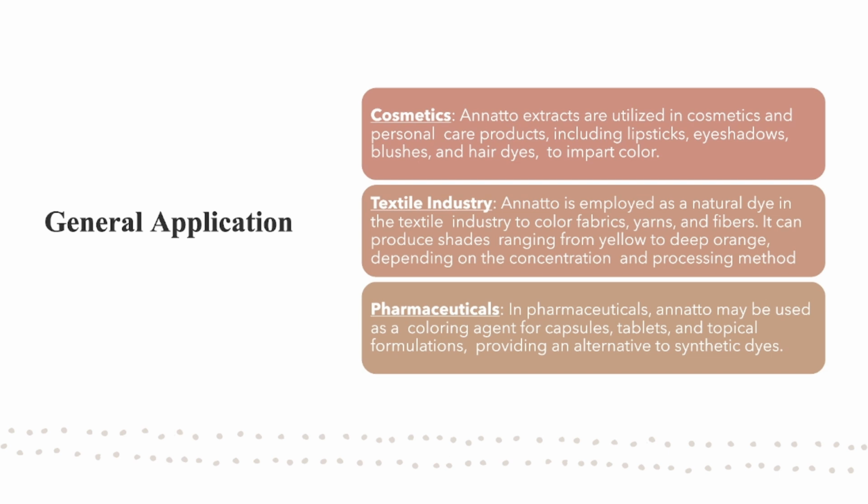Textile industry. Annatto is employed as a natural dye in the textile industry to color fabrics, yarns, and fibers. It can produce shades ranging from yellow to deep orange, but the color mainly depends on the concentration and processing methods, so the shade can be dark, light, or medium range, depending upon the concentration and processing method.